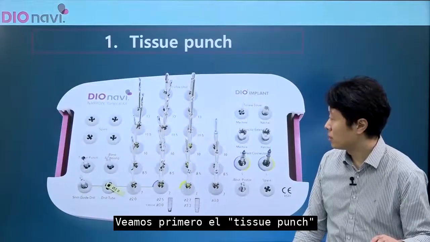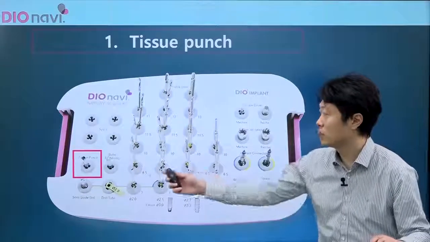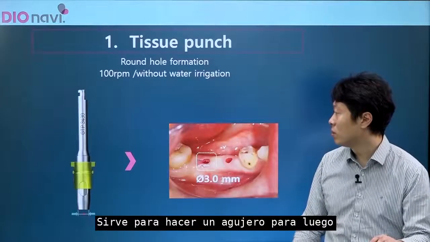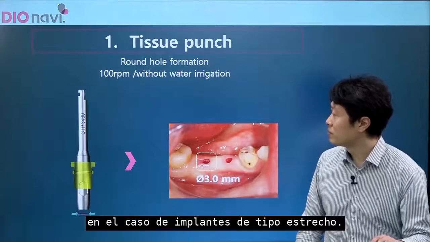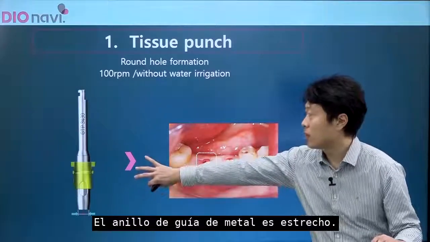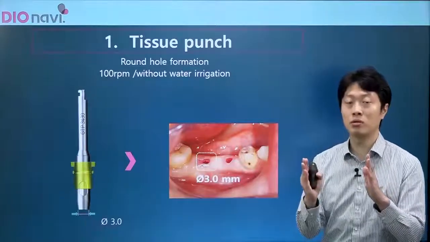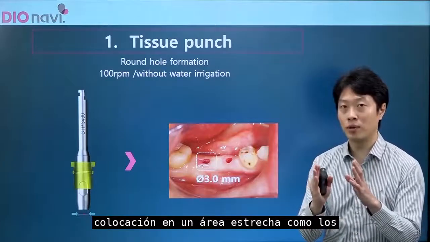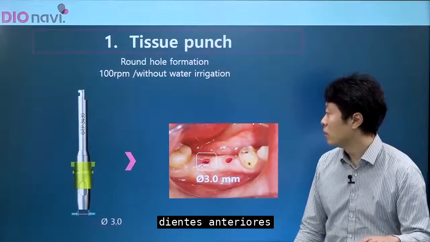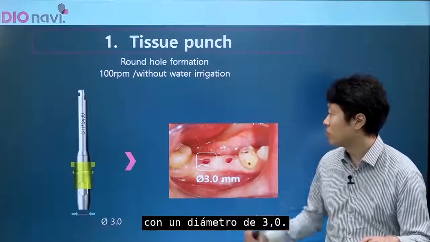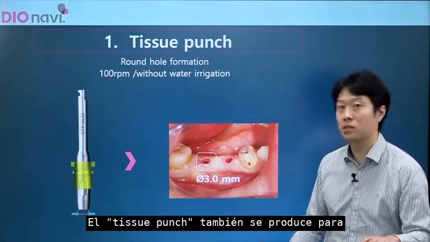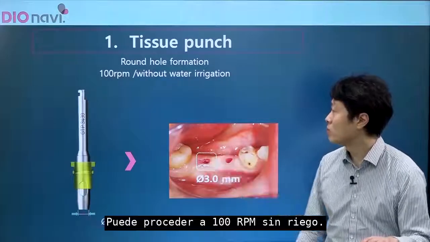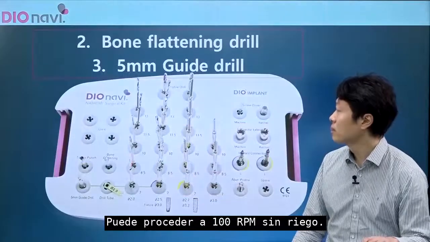Let's look at the tissue punch first. It's at the bottom left. As mentioned earlier, it serves to punch a hole for drilling afterward. In the case of narrow type implant, the metal guide sleeve itself is narrow. The drill is made a little smaller too. It's produced in a shape advantageous for placement in a narrow area, such as anterior teeth. With a diameter of 3.0, the tissue punch is also produced to minimize the reduction of the attached gingiva. You can proceed at 100 RPM without irrigation.